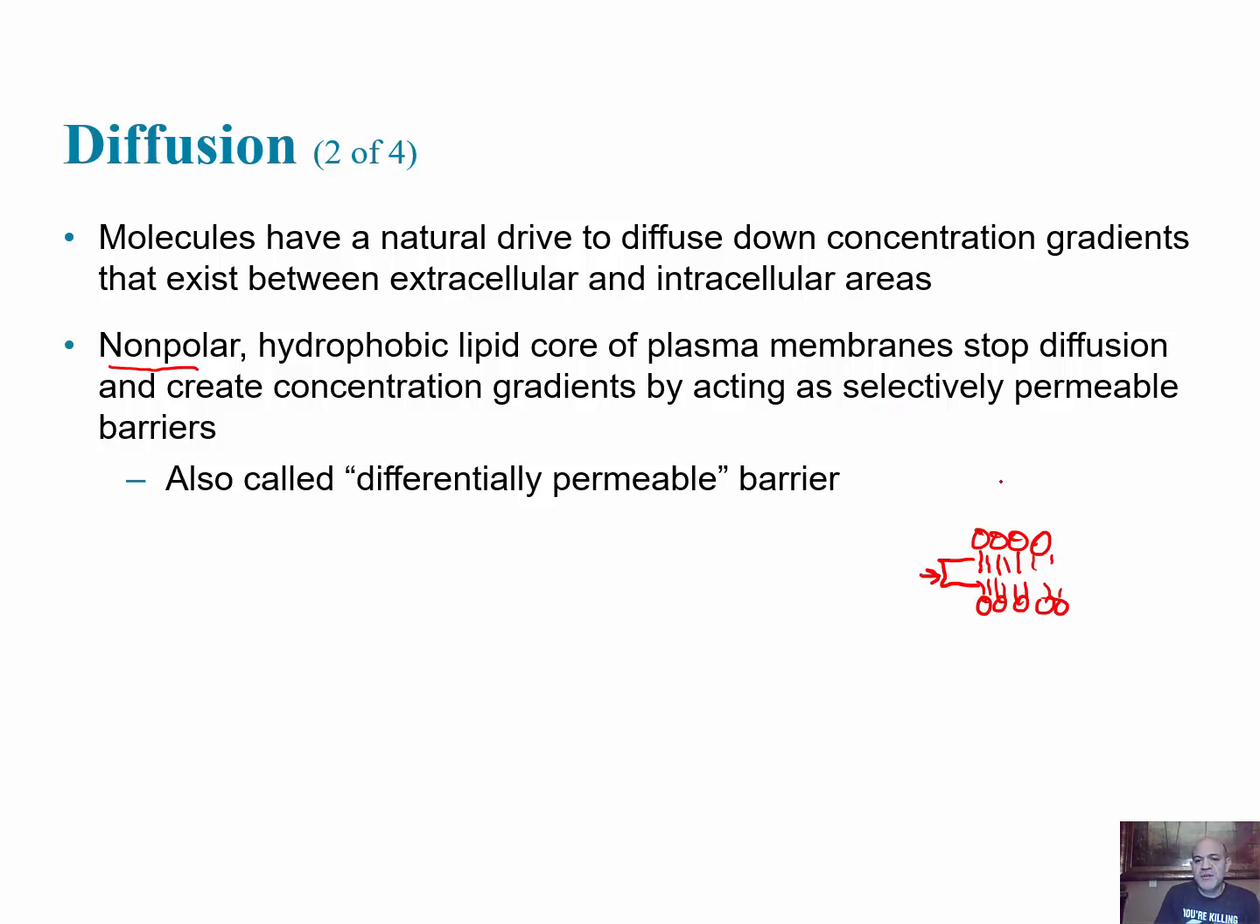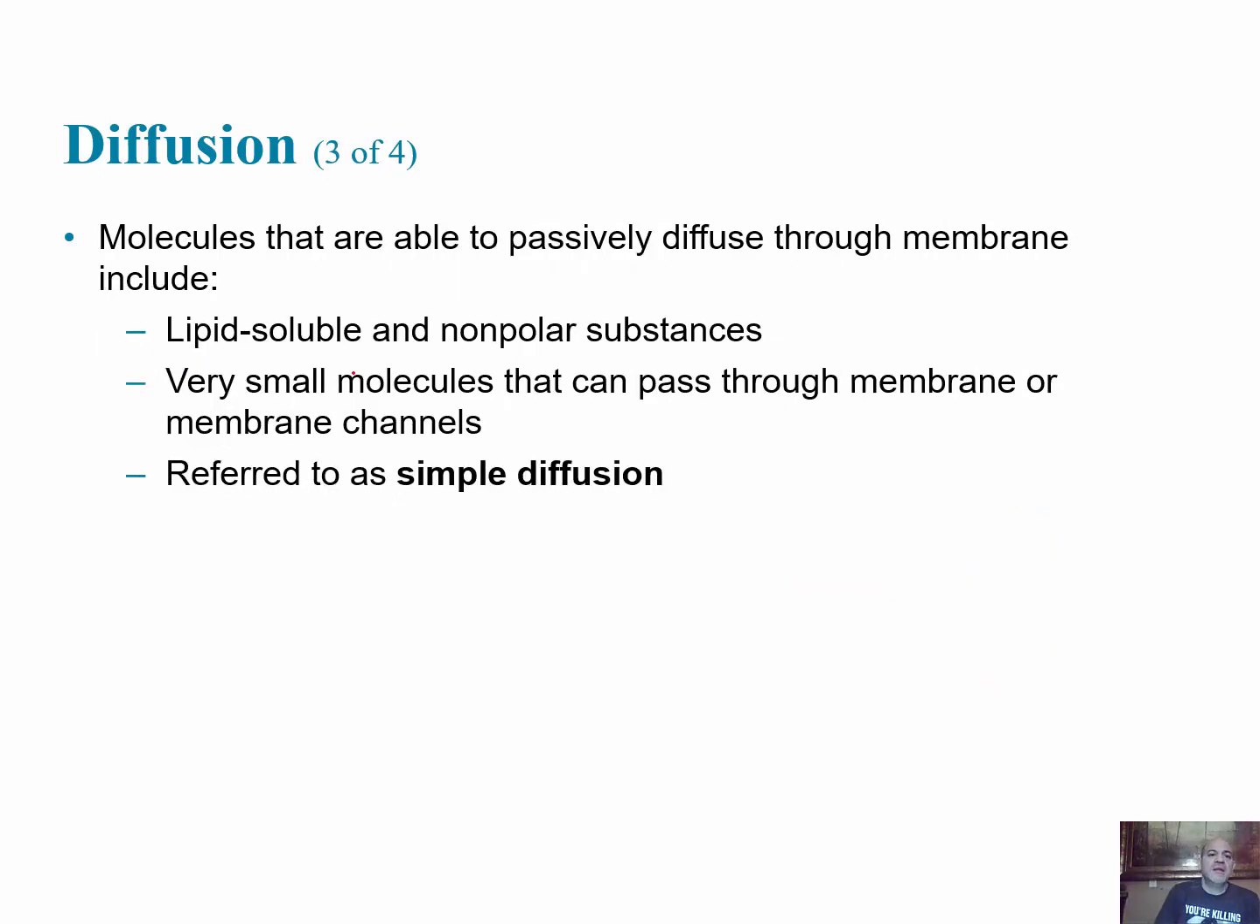This is because most things in the extracellular fluid outside and the intracellular fluid inside are dissolved in a polar environment. So those substances are hydrophilic, and they cannot easily cross this non-polar area of the lipid bilayer. This is what makes the plasma membrane differentially permeable or selectively permeable, because those things can't simply go right through.